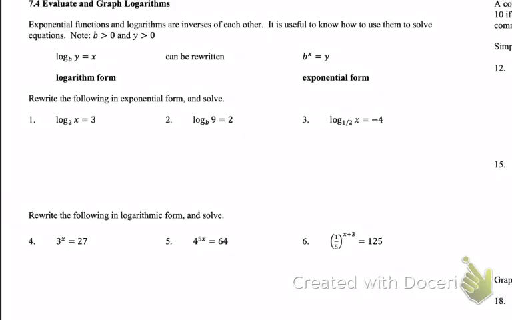So 7.4, we're going to learn how to evaluate and graph logarithms. It's important to know that exponentials and logarithms are inverses of each other. And so when we did the inverse section, where we switched x and y to solve for y again to find the inverse function, it's the same kind of thing, but now the inverse of a logarithmic function is an exponential and vice versa. So it's useful to know how to solve for these equations.